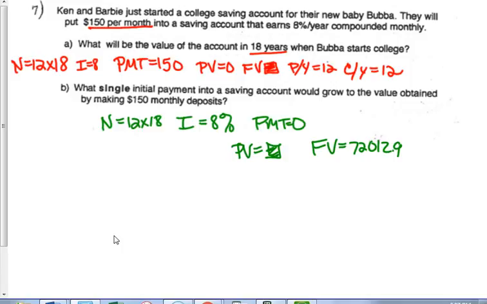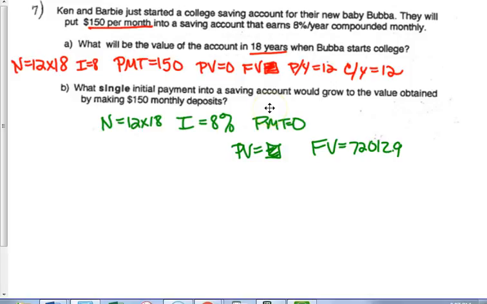I used to put it on as extra credit. It's kind of a funny question. It says, Ken and Barbie are saving up for college for their new baby Bubba. If they start when he's born, they'll save for 18 years. So monthly payments, 12 times 18, 8% interest. They're going to put $150 away every month, starting with nothing. How much would they have in the future?